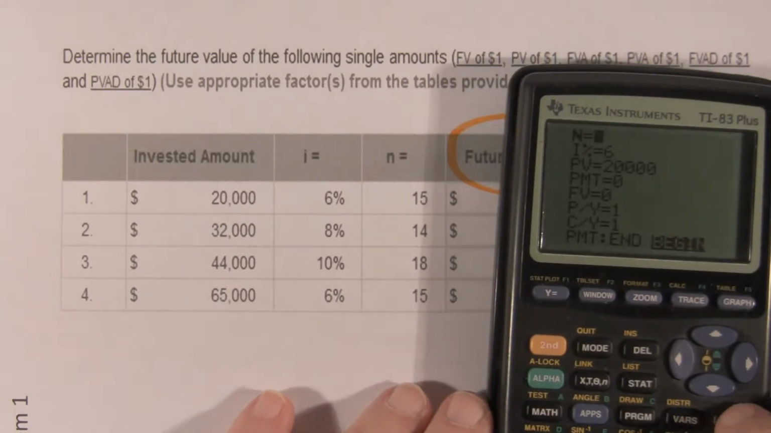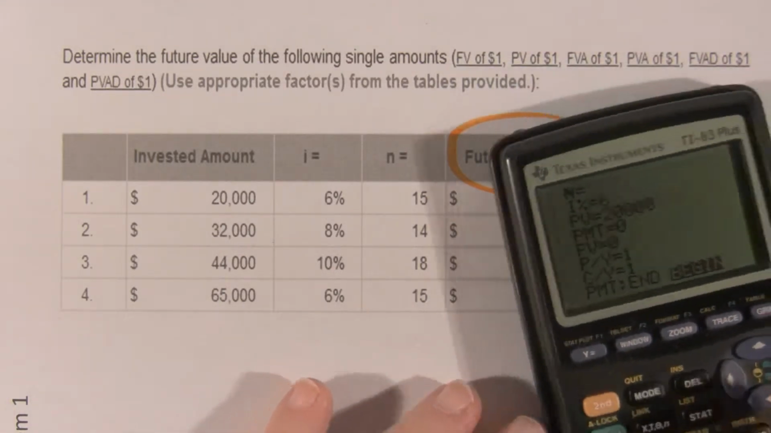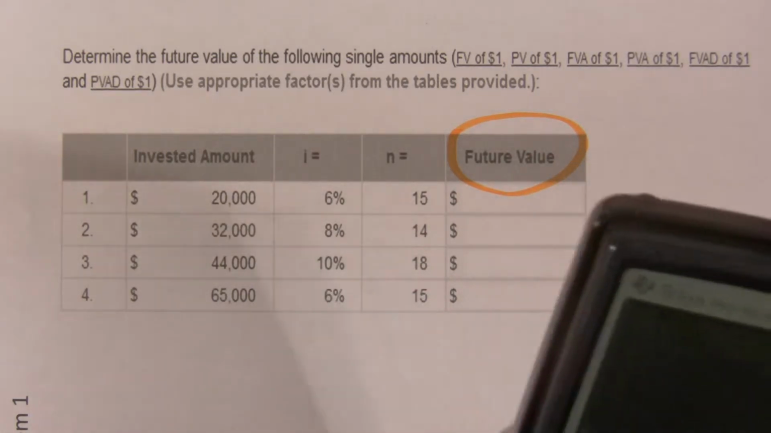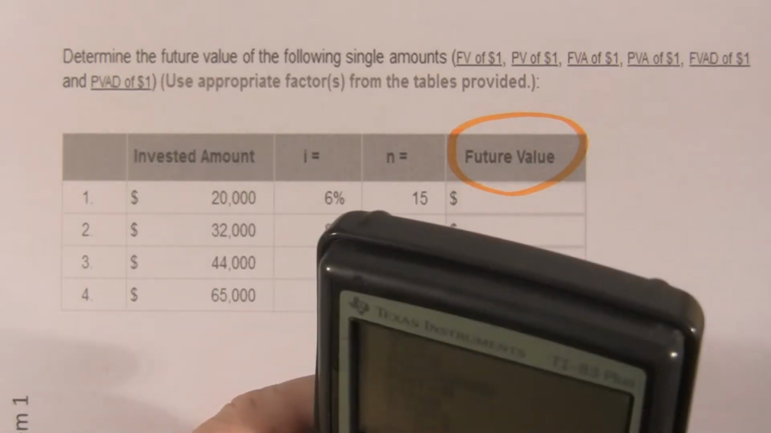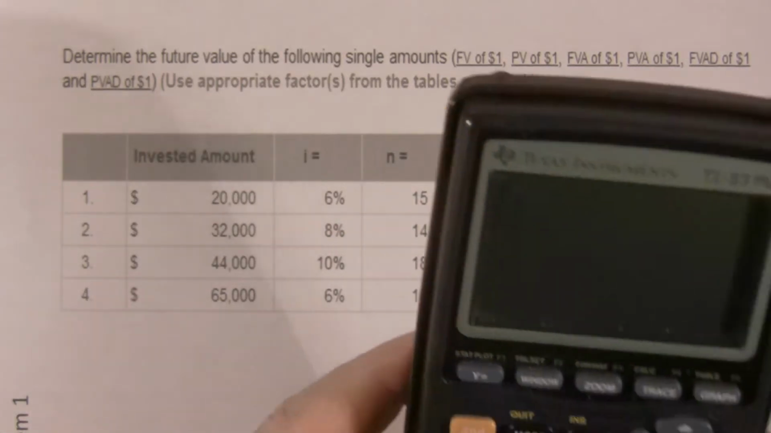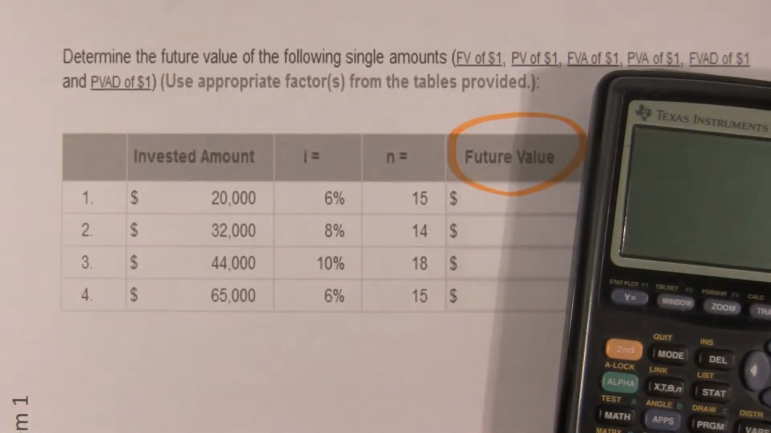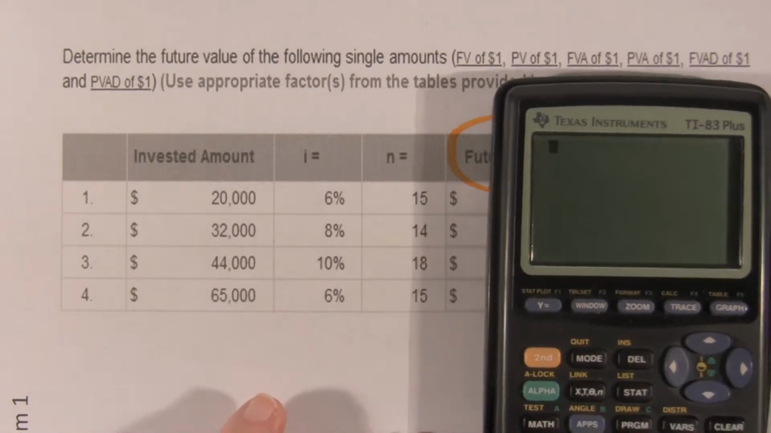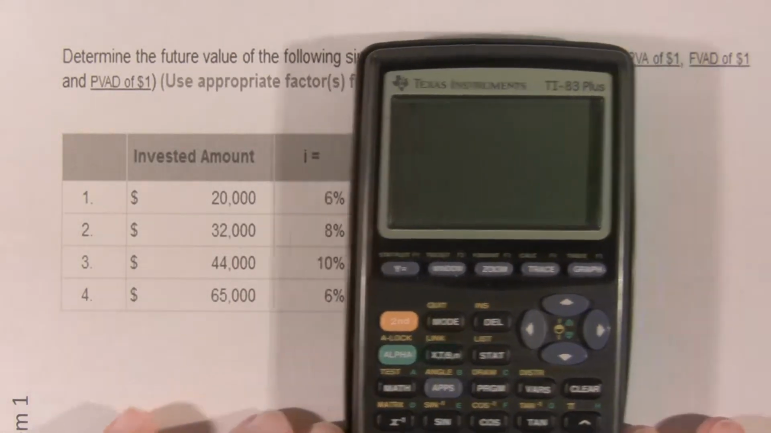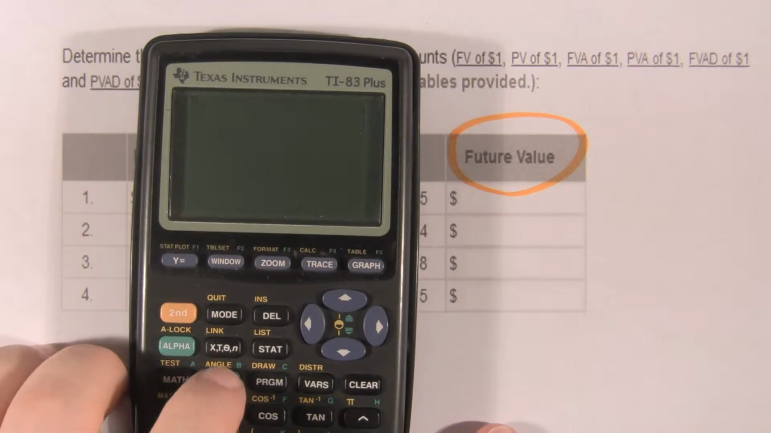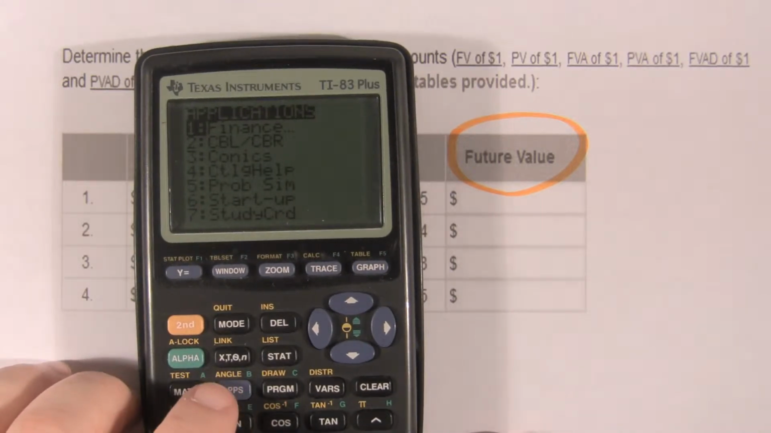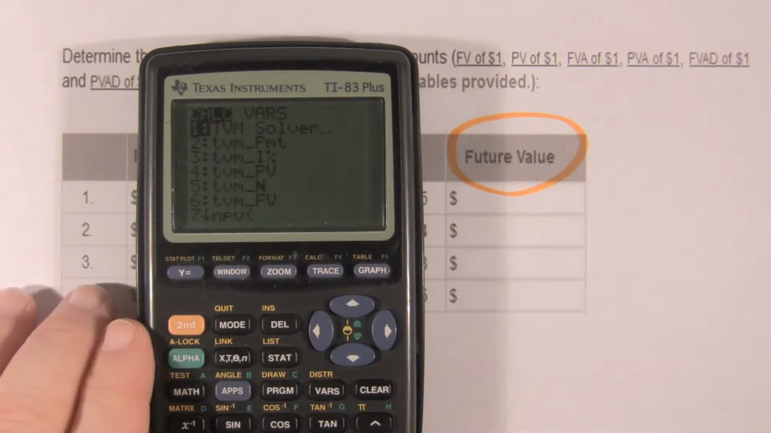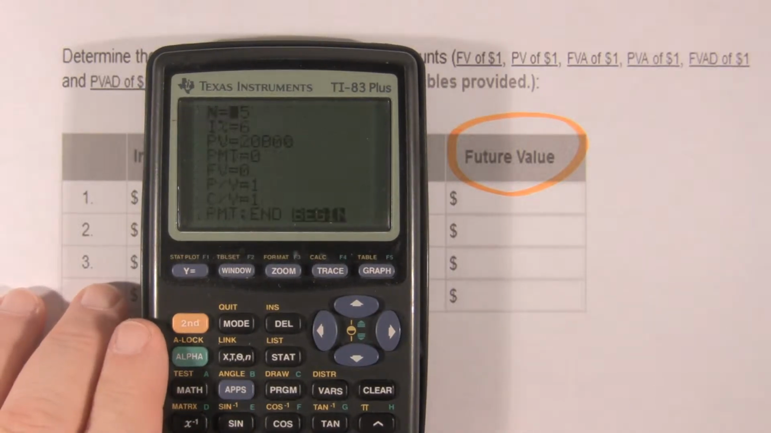And we'll start from the beginning to make sure that you're all good, okay? So, let me turn off our calculator so we can start again. And here we go. Obviously, start by turning on the calculator. We're going to be using financial applications, so we need to hit apps. The first one is finance, hit enter. The first one is time value of money, hit enter.